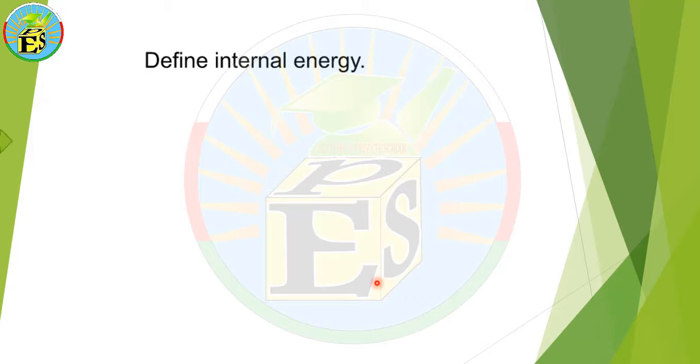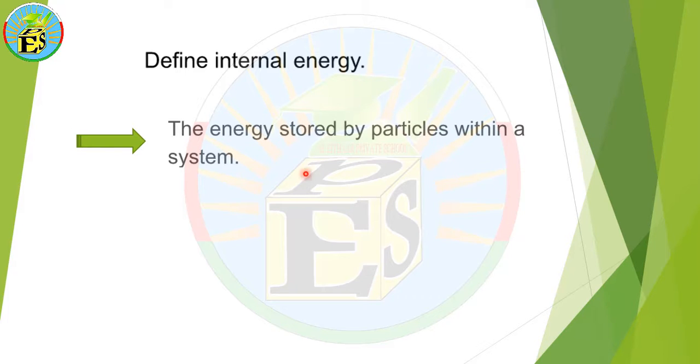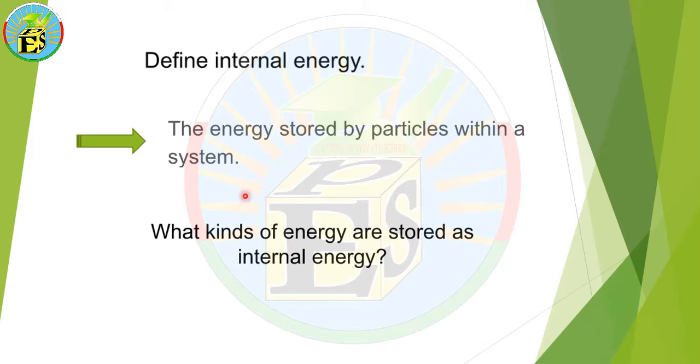Define internal energy. Internal energy is the energy stored by particles within a system. It is also called kinetic or potential. Yes, it's kinetic energy because it depends on the movement of particles. What kind of energy is stored as internal energy? Yes, it's kinetic and potential energy. Kinetic energy is the movement of the particles. The potential energy is stored in the bonds between molecules of the matter.